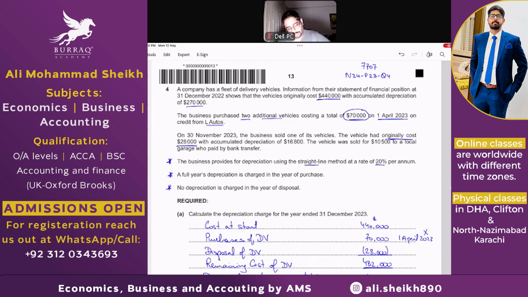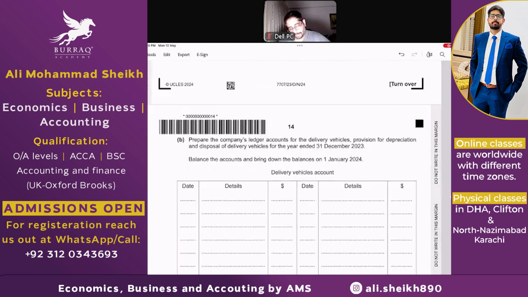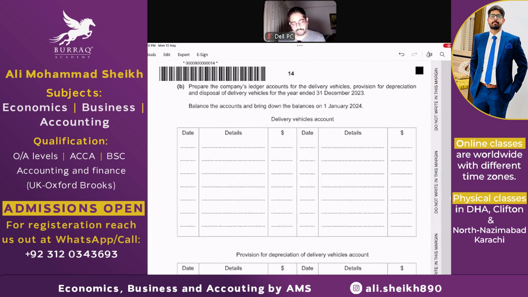The next part says, prepare the company's ledger accounts for delivery vehicles, provision for depreciation and disposal of delivery vehicle for the year ended 31st December 2023. You have found a working of depreciation. They have given you marks for that. So half of the requirement is done. You just need to find the accumulated depreciation of the asset that is being disposed. So let's begin with the question requirement. Delivery vehicle cost account. And you just need to make the account for only 1 year, that is December 31st 2023.